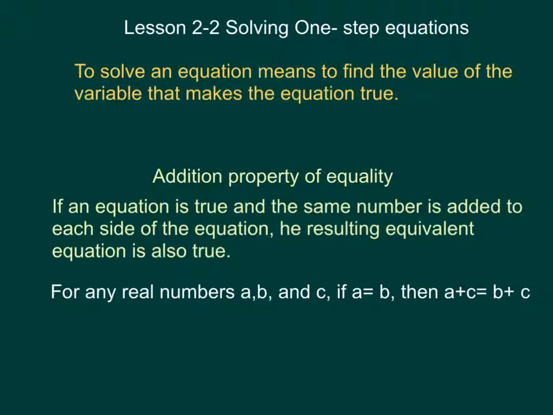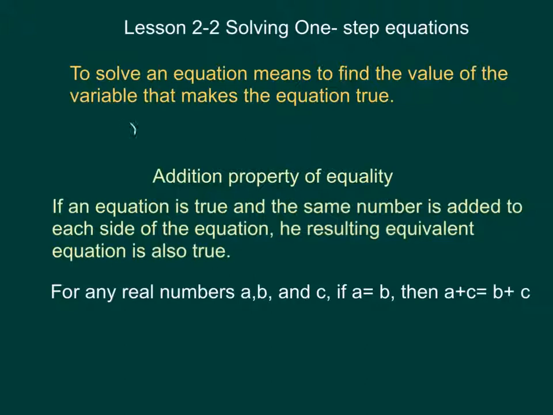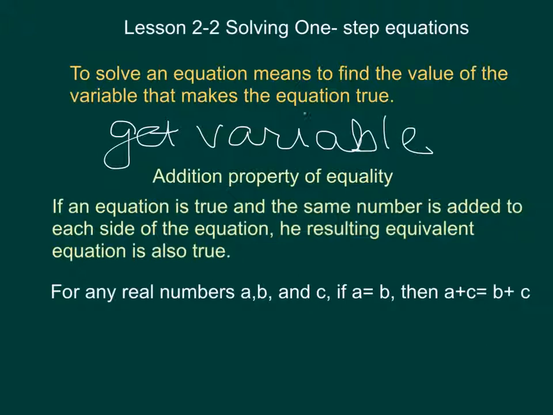Lesson 2-2, solving one-step equations. To solve an equation means that you're finding the value of the variable that makes the equation true. So your ultimate goal is to get the variable alone, to get the variable by itself. When you get the variable by itself, then you have therefore solved for the variable.